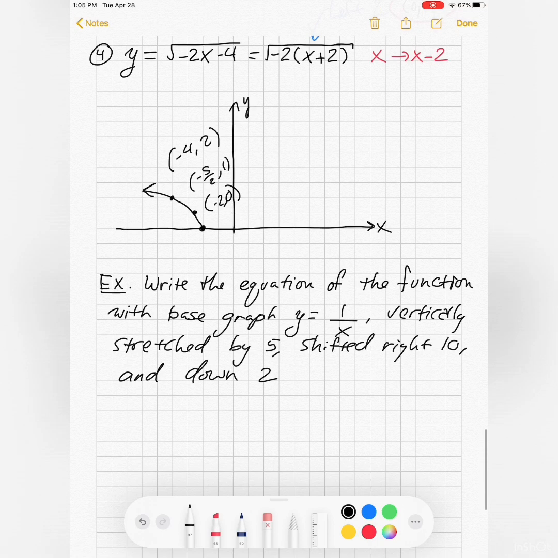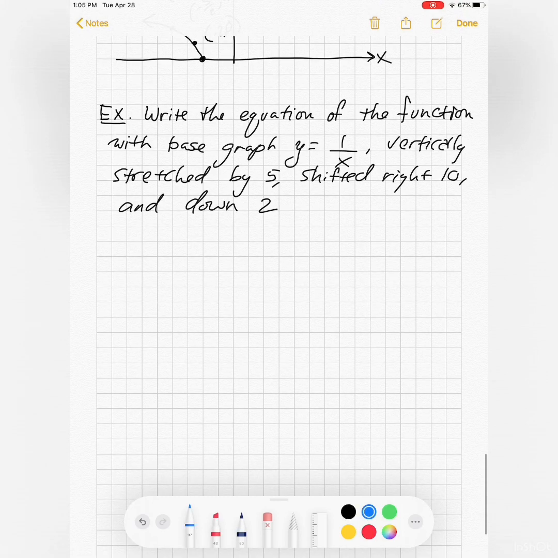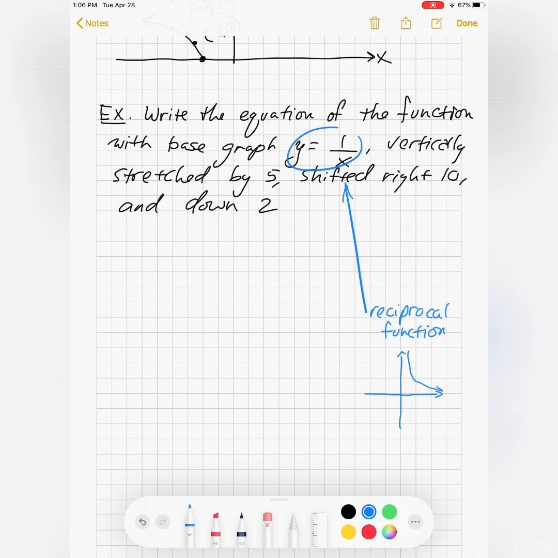Okay, so this is saying, starting with the base graph y equals 1/x. So that one, by the way, if you remember that guy, that's called the reciprocal function. So that graph, this is the one with the asymptotes. It looks like that. Okay, but anyway, my goal is just to write the equation of the function.